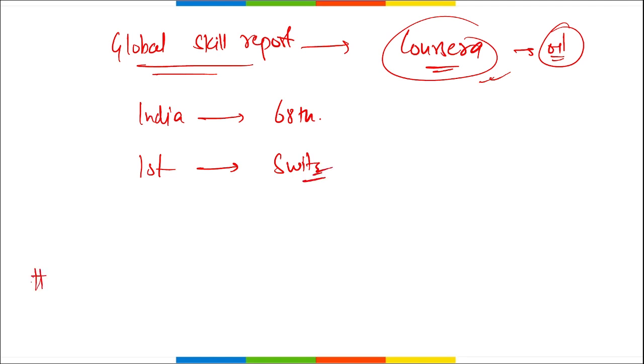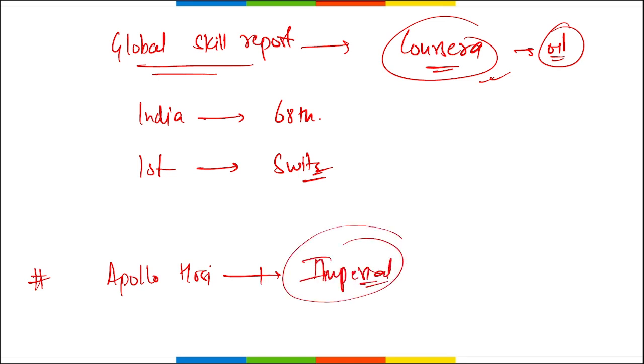Alright, also remember now, an Indian hospital has signed an agreement with a hospital of Bangladesh to develop a hospital there. So Apollo Hospital of India signed an agreement with the Imperial Hospital of Bangladesh to develop hospitals there.